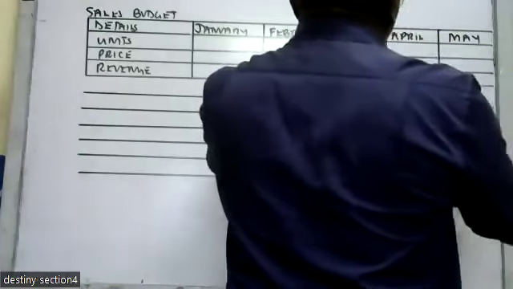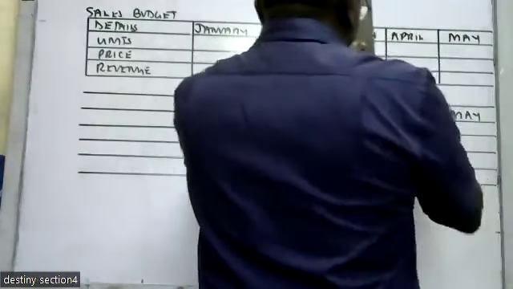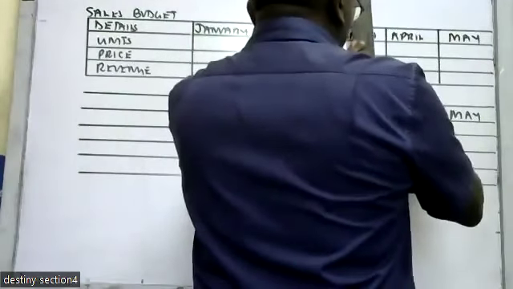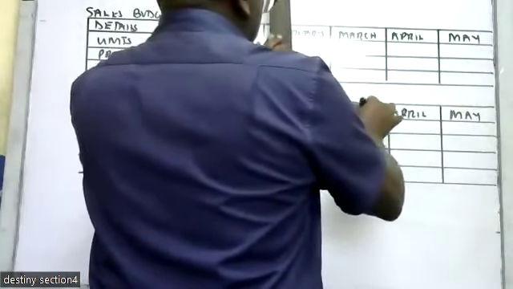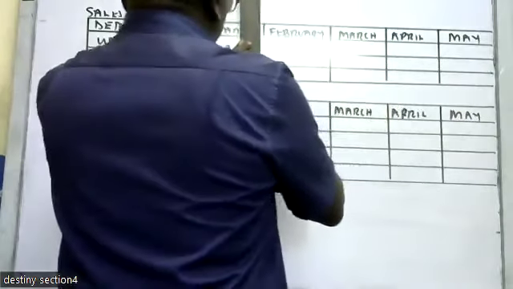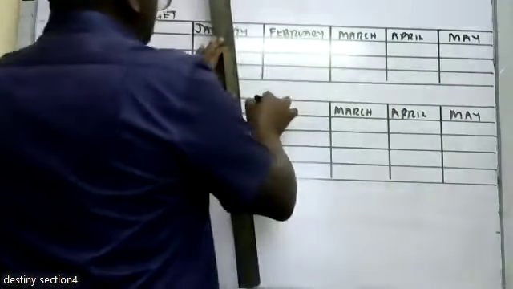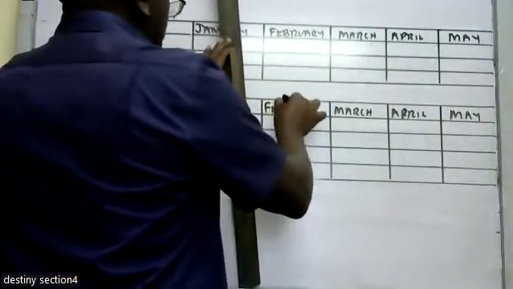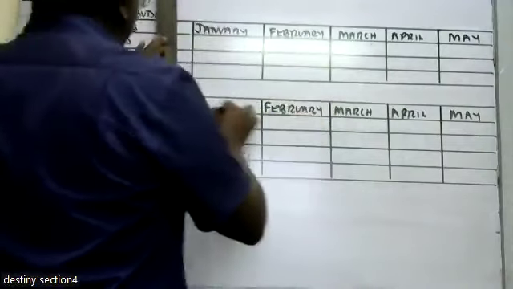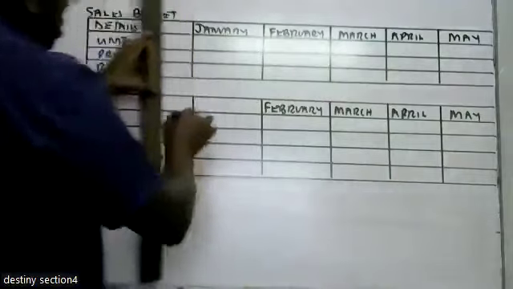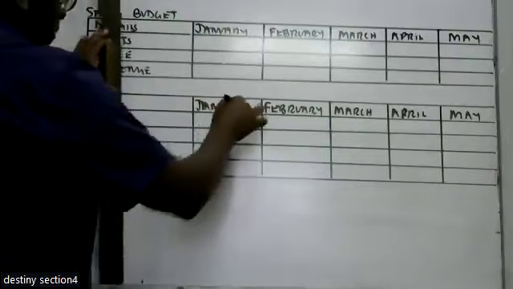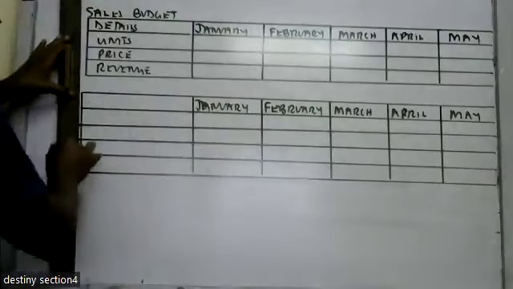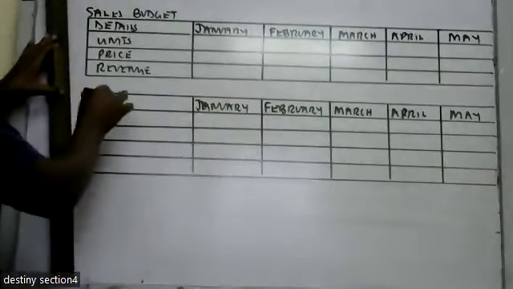May, April, March, February, January, then we have details.